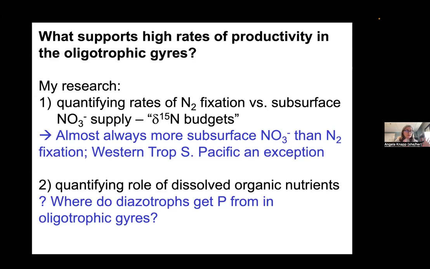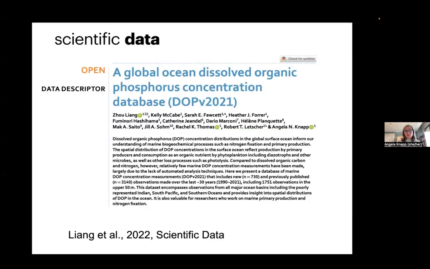And so people have done a lot of really interesting studies at sea. But one thing that we've been lacking is a broad scale picture of dissolved organic phosphorus concentrations in the global ocean. And that's largely because there aren't automated methods to measure DOP concentrations.